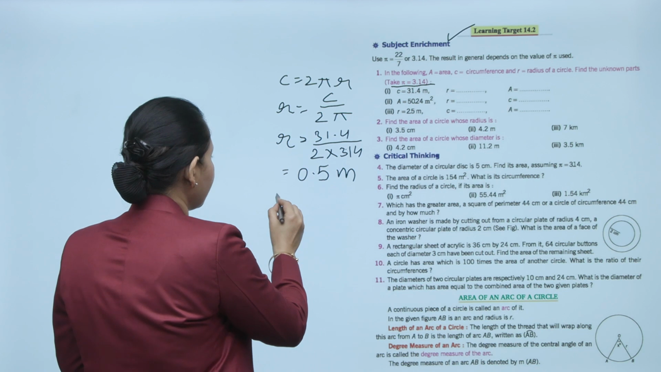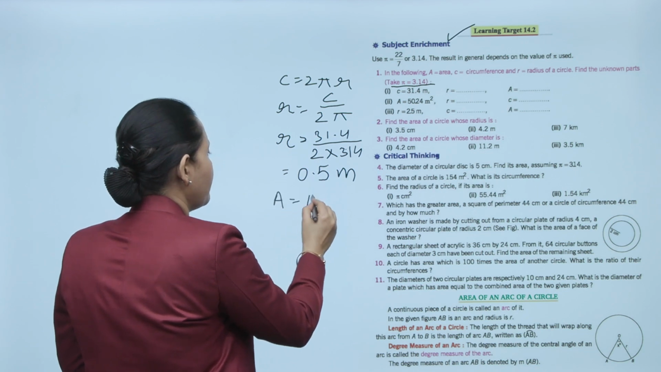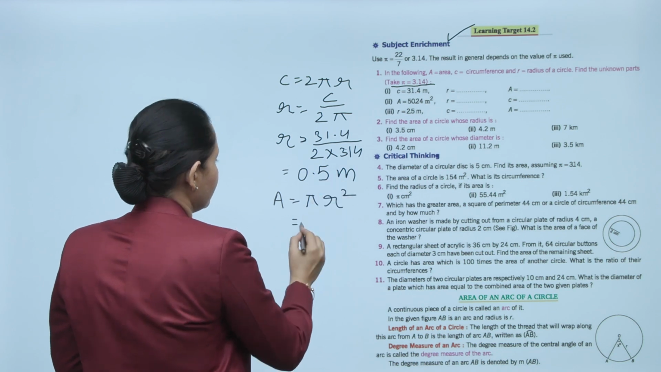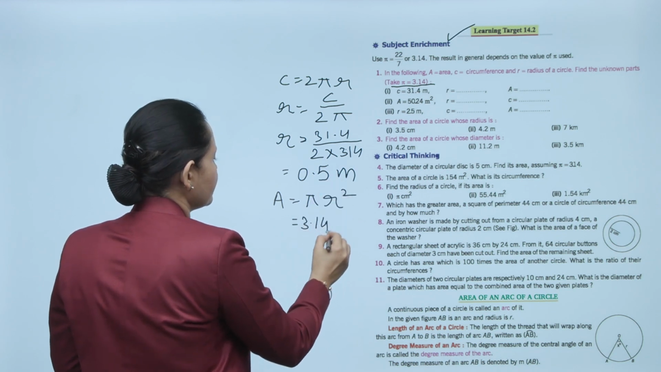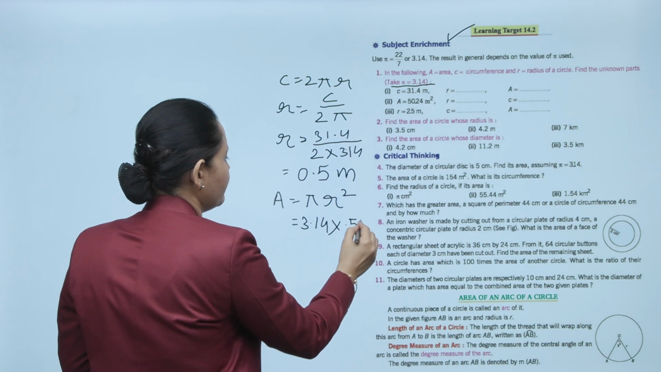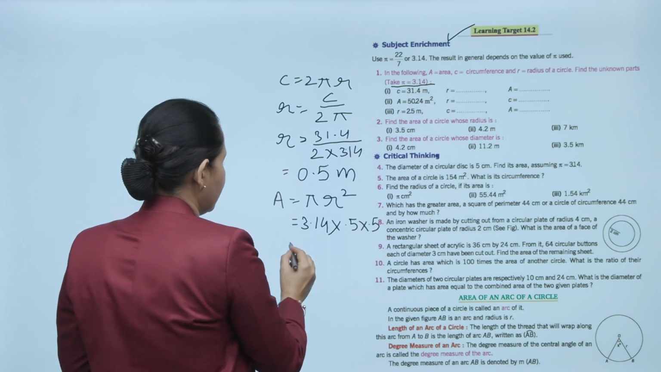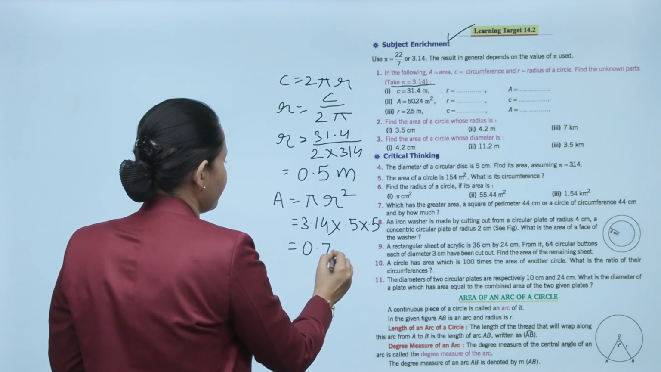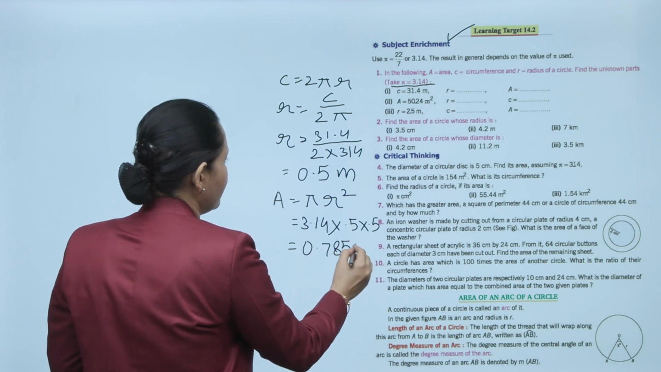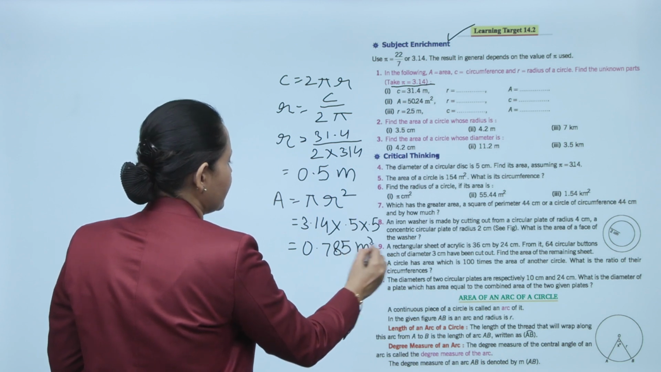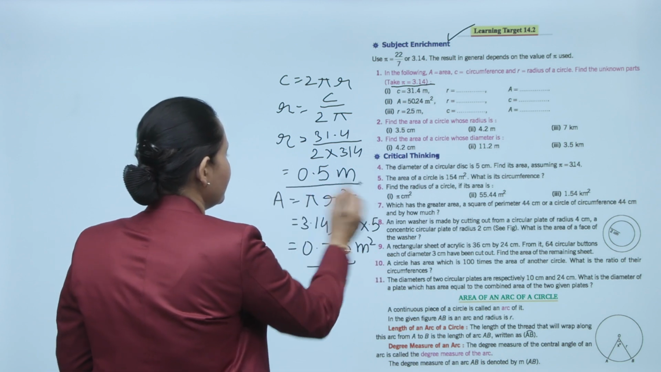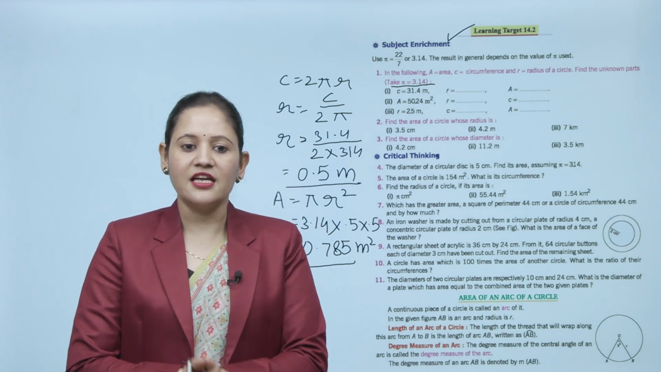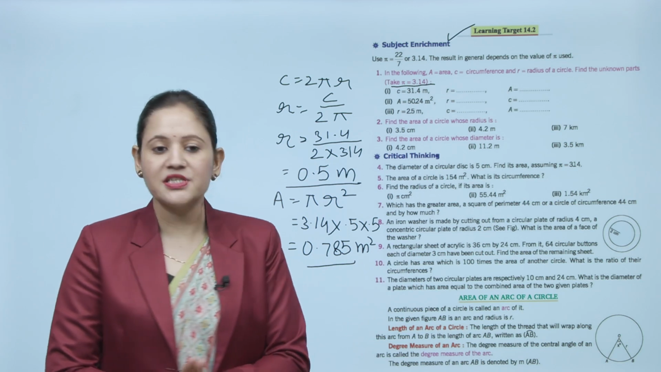Now we'll find out the area. Area equals pi r square. Pi is 3.14, r is 0.5, multiplied by 0.5, that is equal to 0.785 meter square. That is our area and this is our radius. So this way we can find out radius and area. You have to practice all the questions.